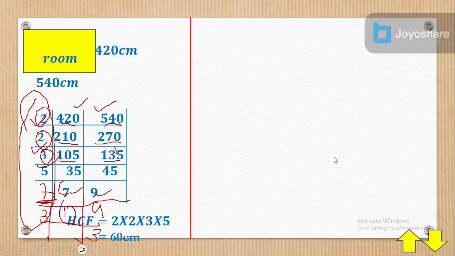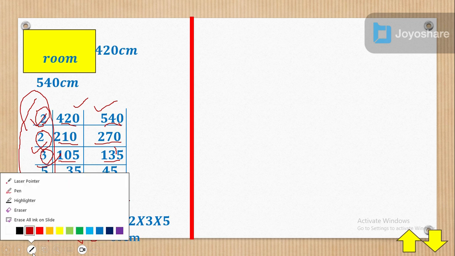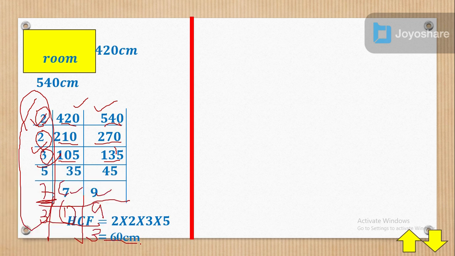Remember, the question was, they want us to know the largest square tile. The word largest is the word that tells us to use highest common factor. If they had said lowest, then we would have used the LCM, but they said largest, so we use highest common factor. Let's now go and see. First of all, the largest square tile must be of length 60 centimeters. This is the answer here. In simple terms, our highest common factor gives us the length of a square tile, like that. So let's now proceed.